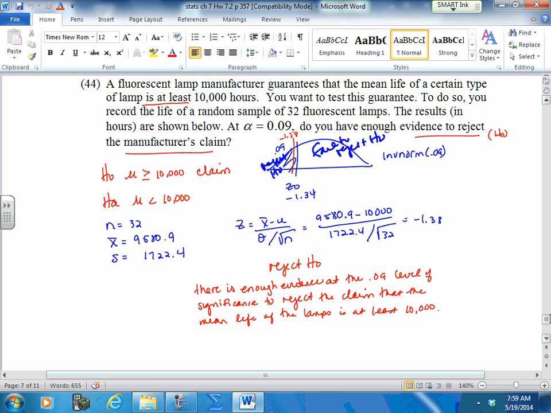Usually, and I hope you see a pattern here, if the manufacturer makes a statement and you're challenging that, you want to reject his claim. If the manufacturer makes a statement and you're agreeing with that, you want to support his claim. So that's why we play with the wording a little bit, to see which one we make an HA, which one we make an H0. It depends if you want to reject or support their claims.